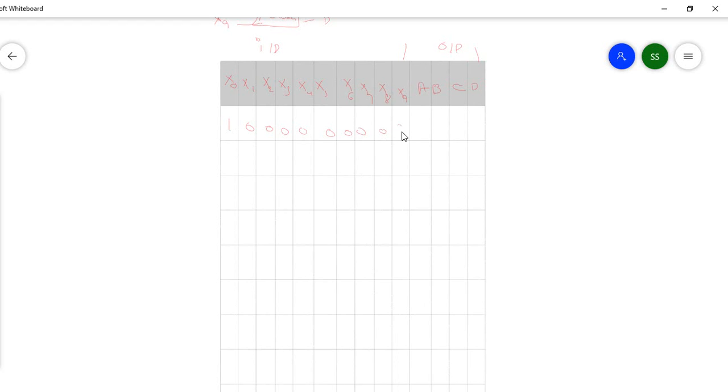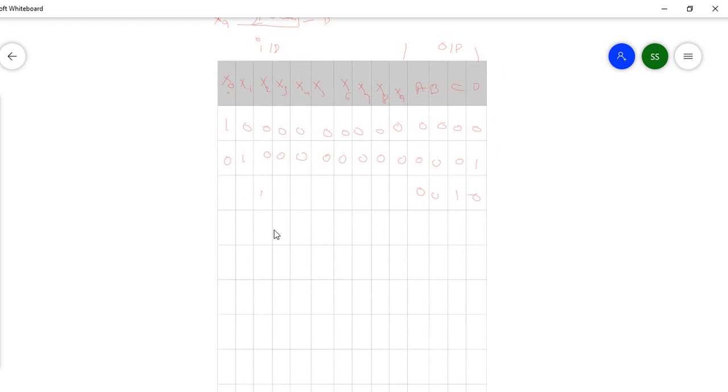Now the decimal input is x0, so our output is all zeros: 0 0 0 0. If the decimal is 1, x1 is 1, and all the other bits are 0, then ABCD is 0 0 0 1. Similarly we can go like this. If x2 is 1, it is 0 0 1 0. If x3 is 1, it is 0 0 1 1. If x4 is 1, it is 0 1 0 0, all others filled with zeros.